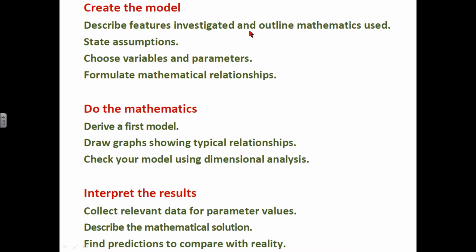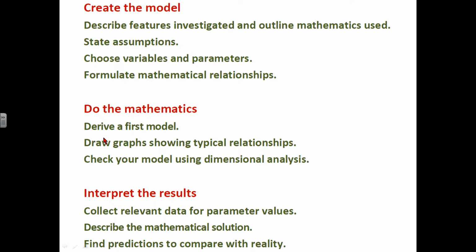So I suppose that might be something that could be split up into 2 subheadings, or somehow make that heading a bit shorter. It's a bit long-winded as it stands. State the assumptions. Choose the variables and parameters. So variables and parameters. Choose, obviously. Formulate mathematical relationships. So that's fair enough as a heading or a subheading.